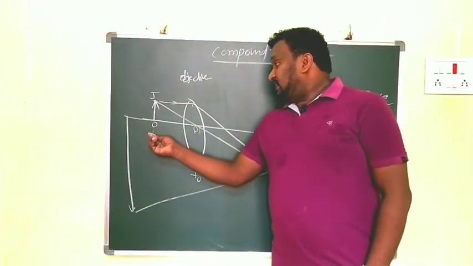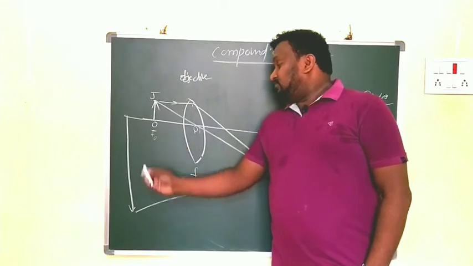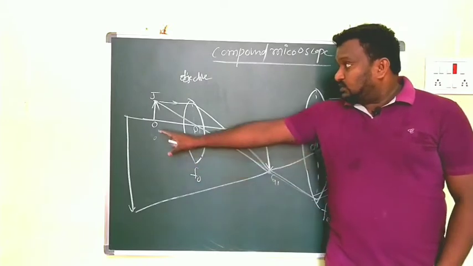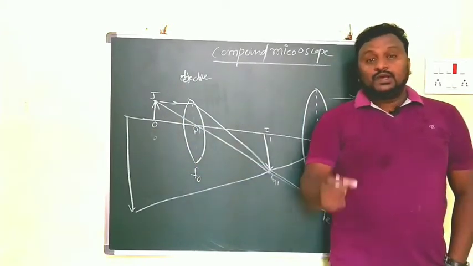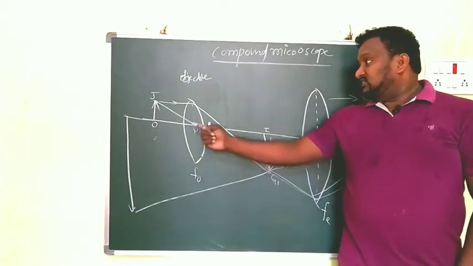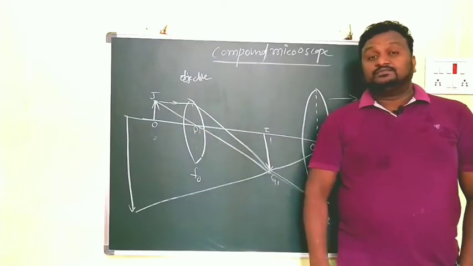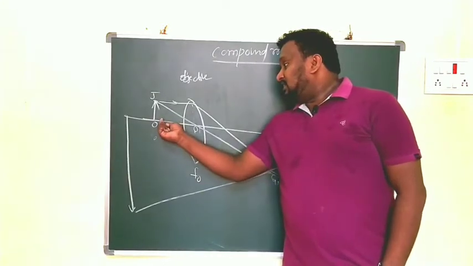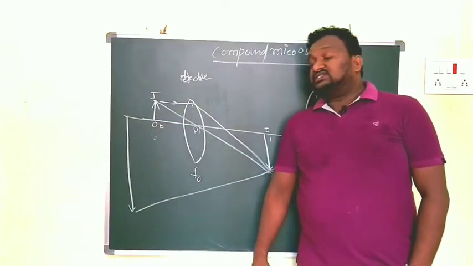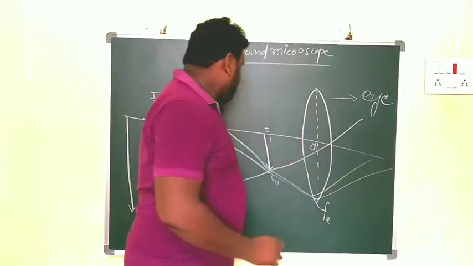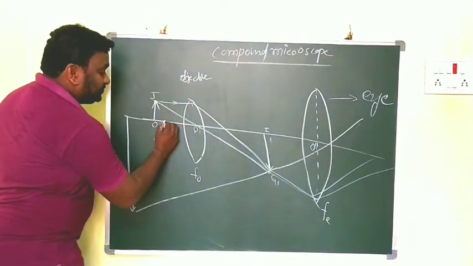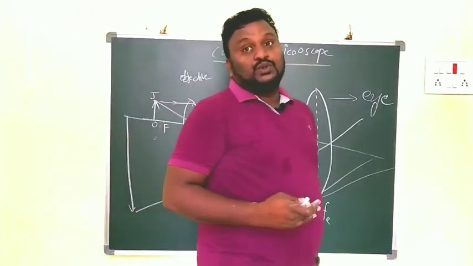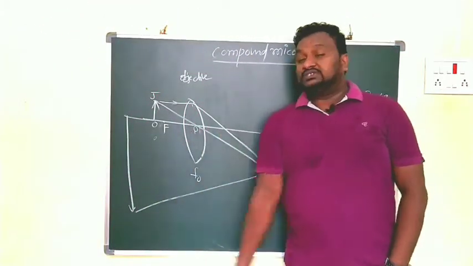Here there should be a distance of F4, the focal length. Look here, OJ is the object. It should be at the focus point or beyond the focus. For example, this is F. If you take this as the focus point, then after the focus point we have the object OJ, the object of the objective lens.